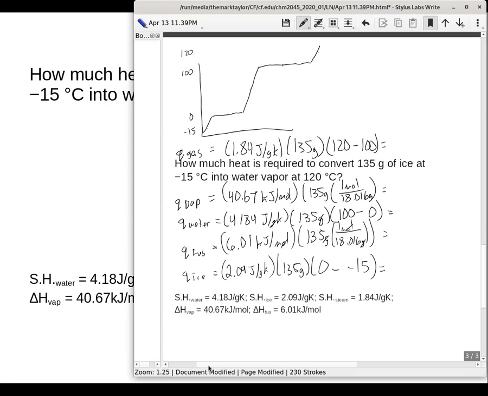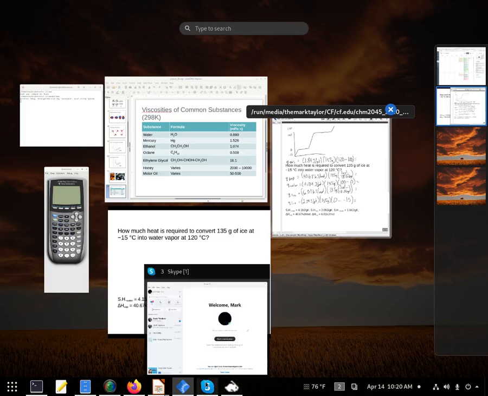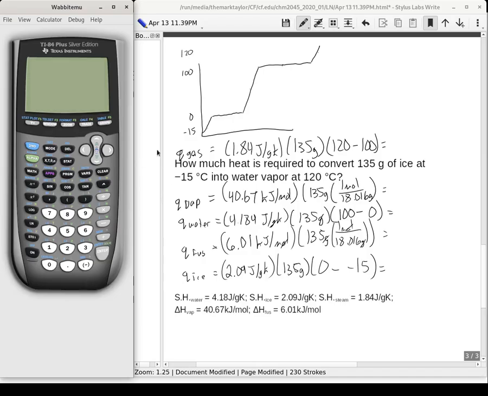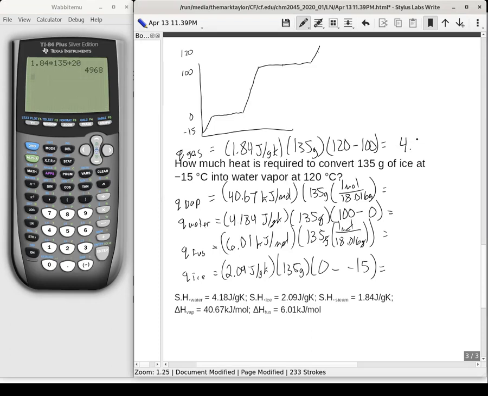Alright. Let's see if we can calculate this. And I'll just start at the top since I can. So 1.84 times 135 times 20 gives me, I'm going to put these answers in kilojoules. So this is 4.97 kilojoules.